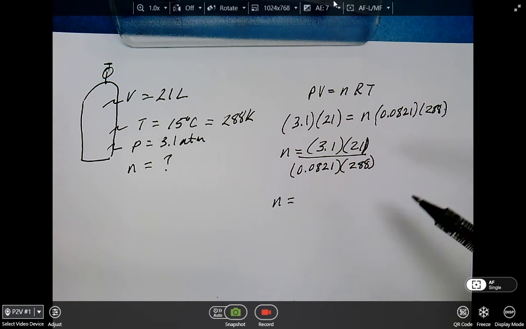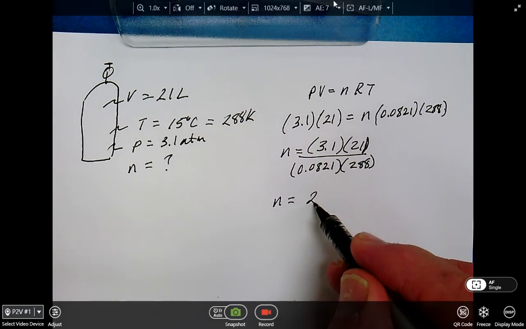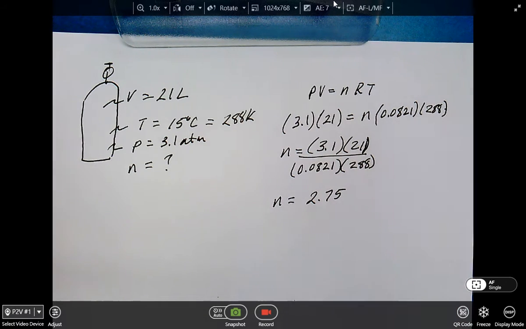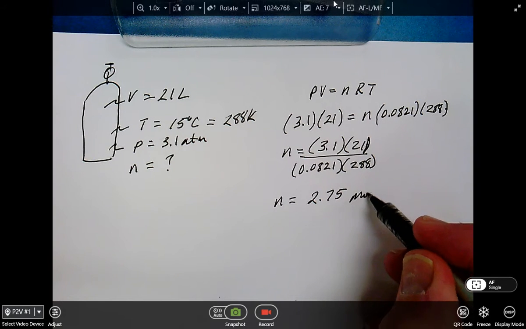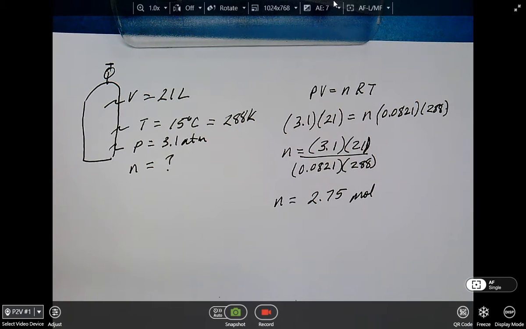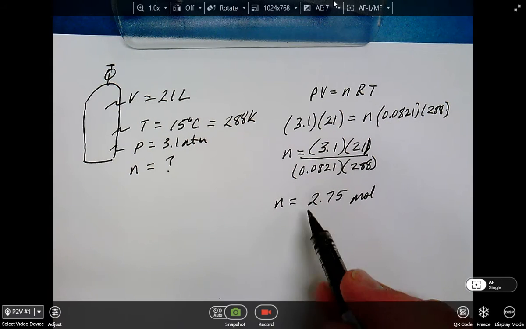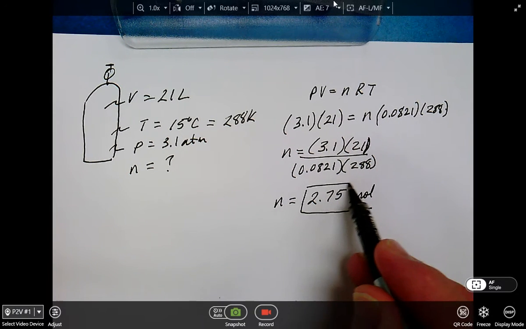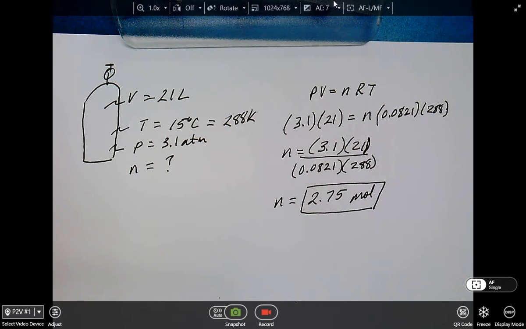All right, what did you get in your calculator? All right, well, hopefully you got 2.75. And what should be the unit with that? Well, that unit is moles. Okay, if you go back, all the other units will cancel out. It kind of gets a little bit messy, but all the units do cancel out, and you would have moles.